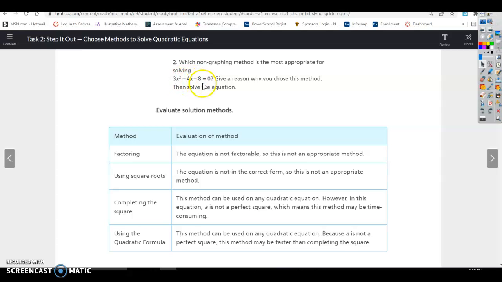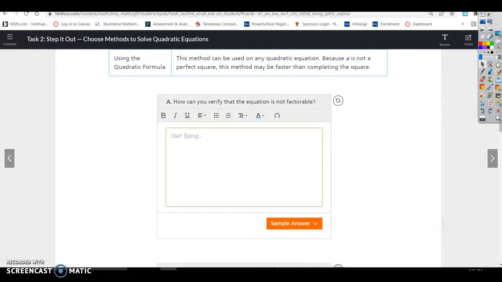A times C is negative 24. It doesn't multiply to give me negative 24 and add to give me negative 4. So I know this one is not factorable.